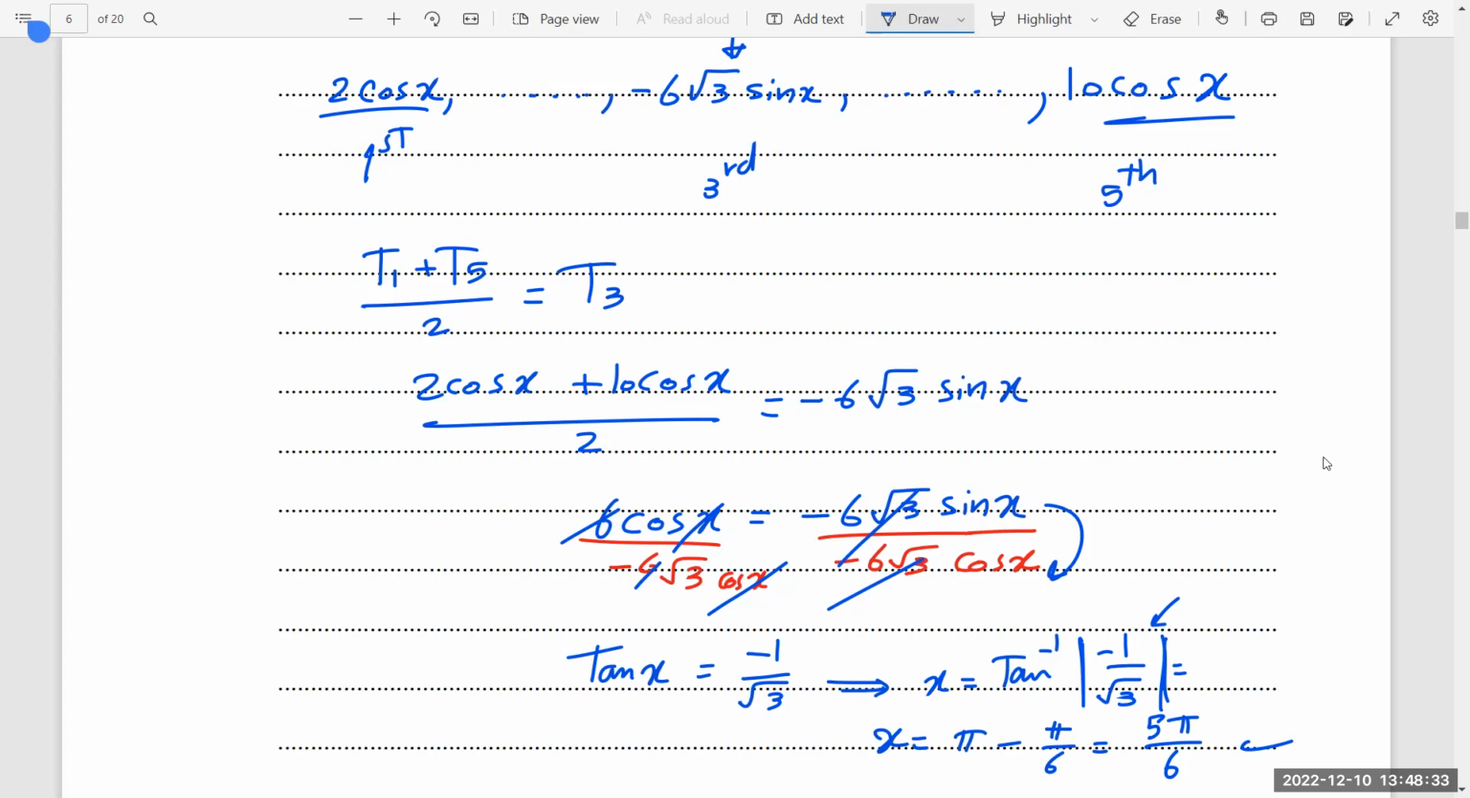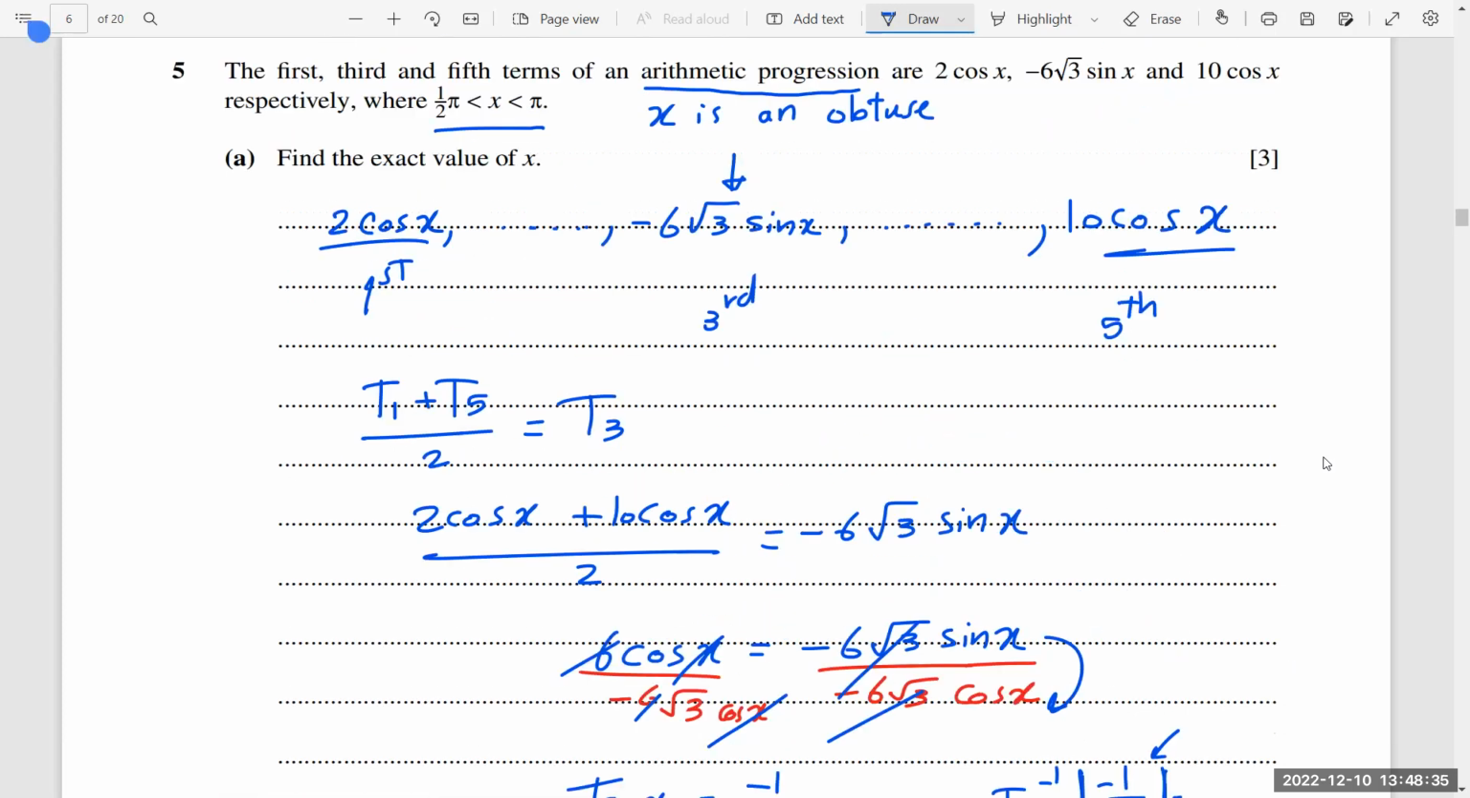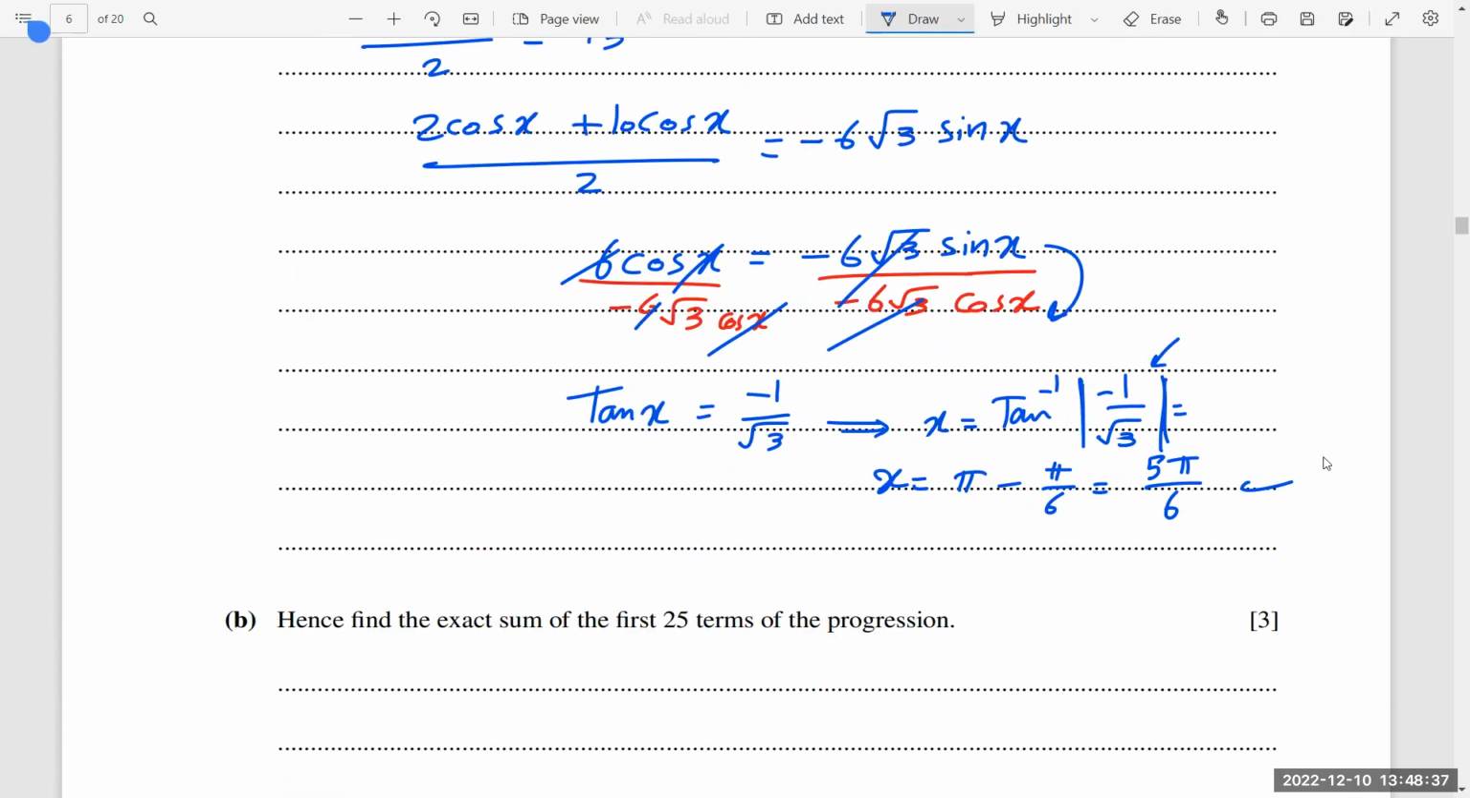So this is the value of x. Find the exact value of x. This is the exact value of x. So the x is 150 degrees or 5 pi over 6 in radian. Hence, find the exact sum of the first 25 terms of the progression.